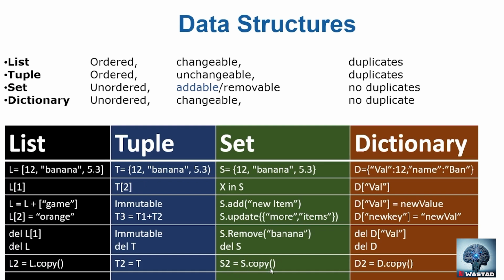If you don't want that, then copy it. Similarly, copy the dictionary. Because the contents of the tuple are not changeable, the copy function is not available for tuple. Even if you assign this t to t2, you can now not change t2 because it is immutable. So having a copy function doesn't make sense in tuple.